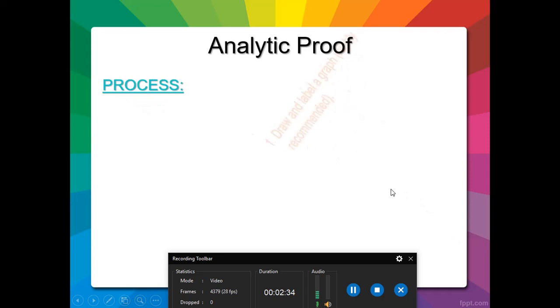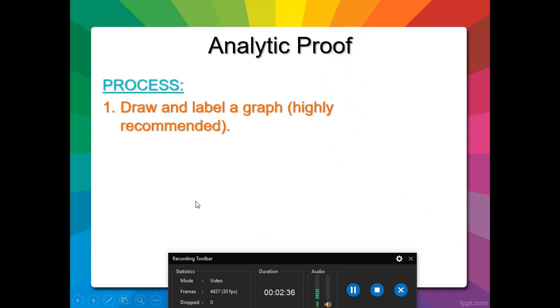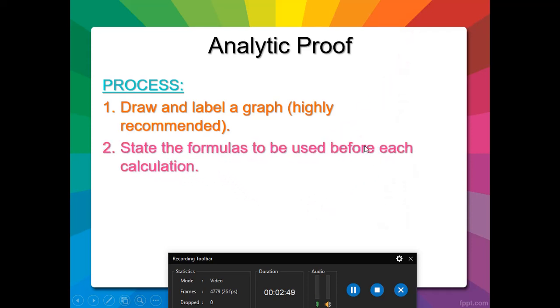The process that we're going to use to go through each of these problems, I highly recommend, I want you to draw and label a graph. I'm going to attach graph paper to the assignment. Once you've drawn the picture, we're going to formulate an approach, but you're going to want to state the formula that you're going to use before each calculation. So in part 1, if you're going to use distance, we actually state the distance formula and then move forward with our calculation.